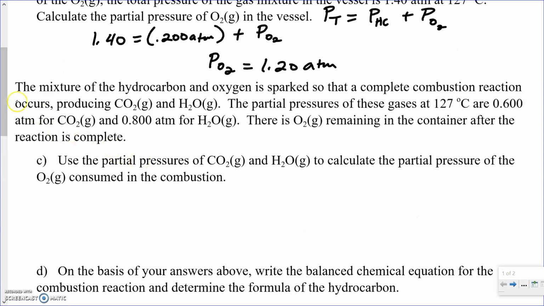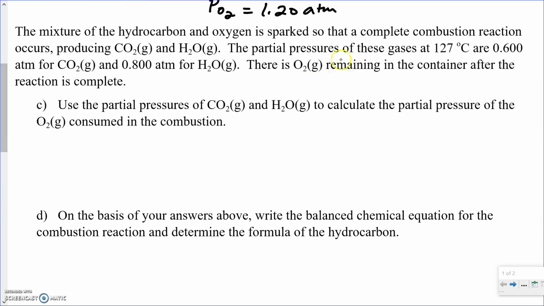Then we get to the reaction. The mixture of the hydrocarbon and oxygen is sparked so that a complete combustion reaction occurs, producing carbon dioxide and water. The partial pressures of these gases at 127 degrees Celsius are 0.600 atms for carbon dioxide, 0.800 atms for water. There is oxygen remaining in the container after the reaction is completed, meaning this guy is in excess. So keep that in mind as we're going through this.